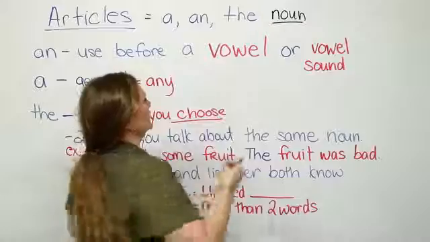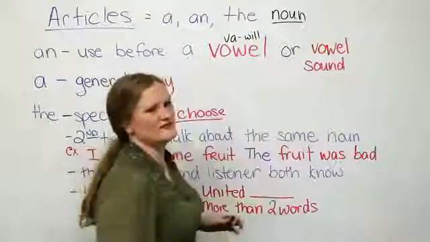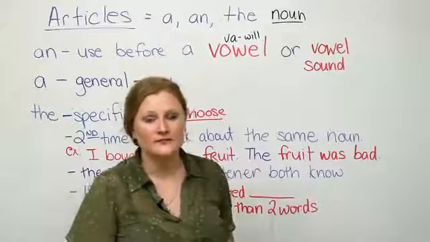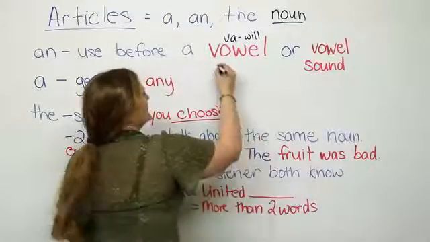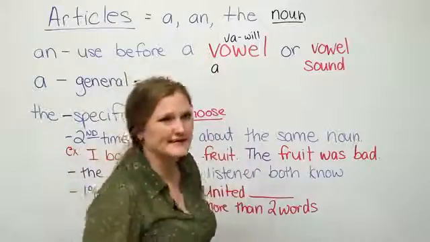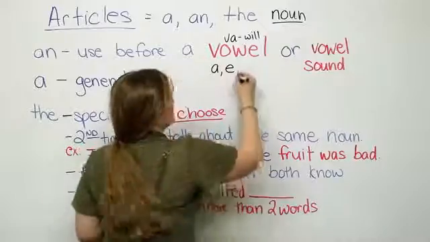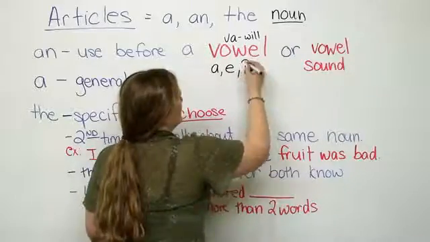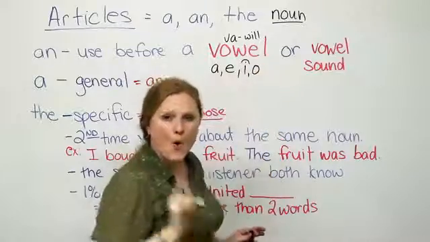vowel. Now, the pronunciation of this word sounds like vowel. The vowels in English, we have 5 vowels in English. They are A, E, I, O, and U.